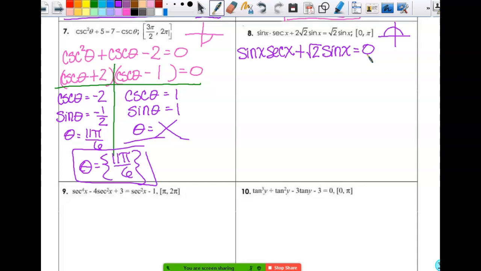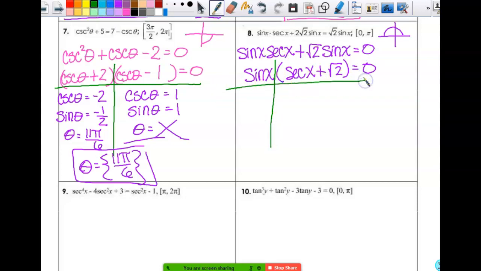Not a quadratic, right? But do I have a GCF? And that should be the first thing I look for, whether I have a quadratic or not. Yes, I have a GCF. My GCF is sine x. So sine x times secant x plus the square root of 2 equals 0. So I have factored it as much as I can. Now I'm going to solve it. So here I have sine x equals 0. So when does sine equal 0 between 0 and pi? Pi and 0. Happens to be 0 and pi.